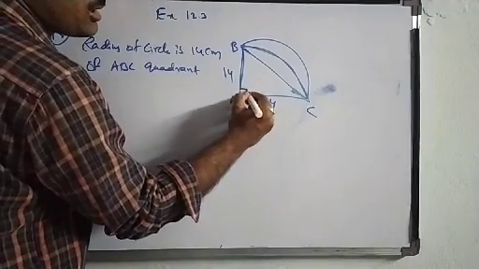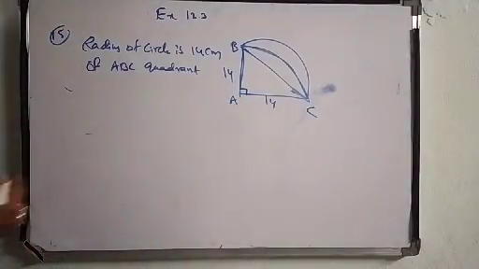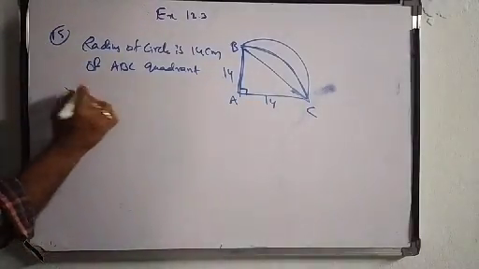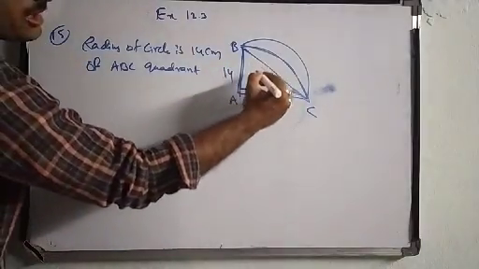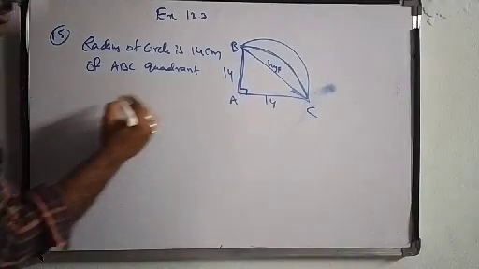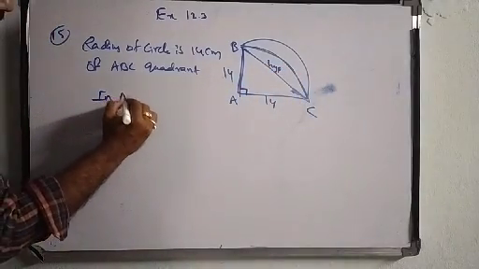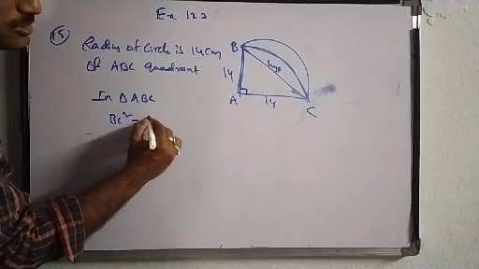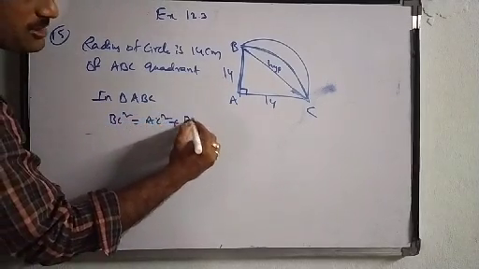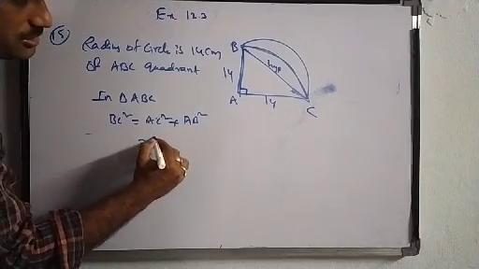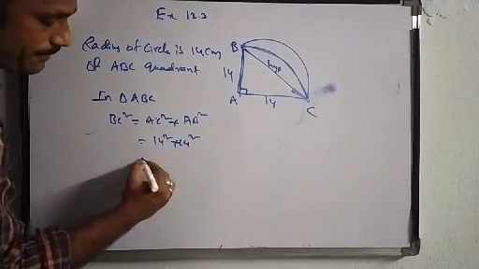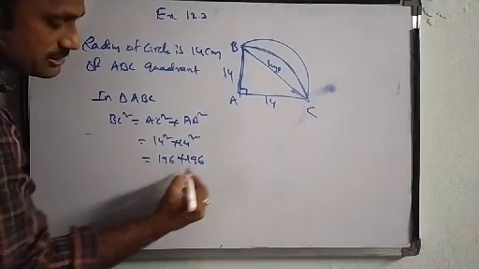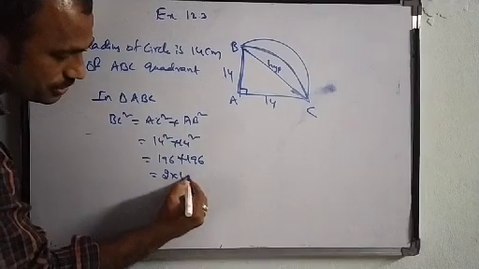Since it is a quadrant, it will make 90 degrees. Quadrant will make always 90 degrees. So it is forming a right angle triangle. So I want this hypotenuse square. So hypotenuse square, that is in triangle ABC, BC square is equals to AC square plus AB square, that is 14 square plus 14 square. So 196 plus 196, that is 2 into 196.